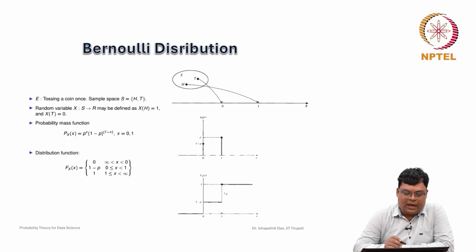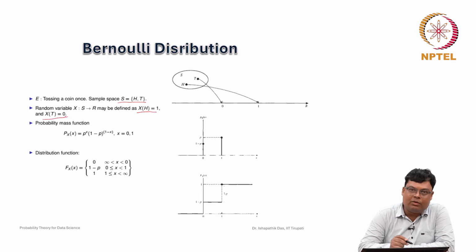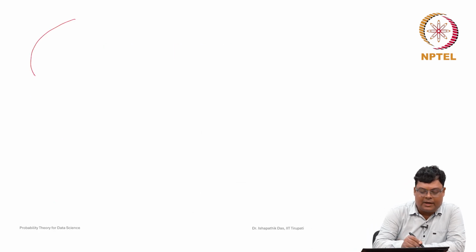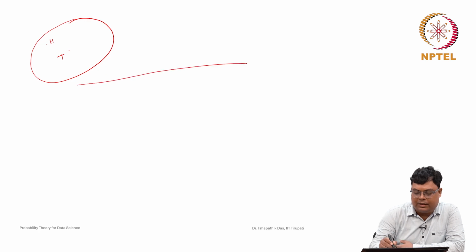So, here you can see that tossing a coin once, the sample space is head and tail, and the random variable X from S to R may be defined as X of head equal to 1 and X of tail equal to 0. The probability mass function is defined by this, and this is the distribution function. Here we have represented this random phenomenon: this is the head and this is the tail. Now, this is a measurable function.